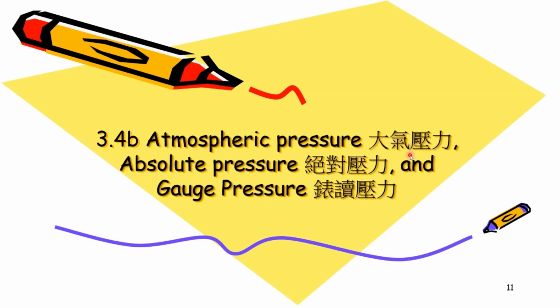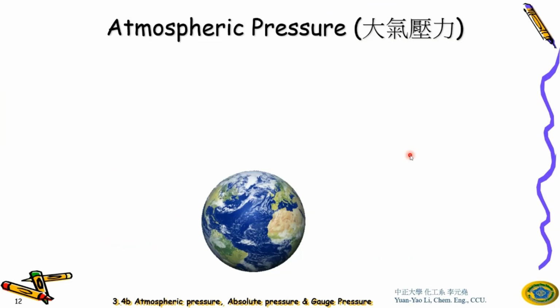Right. So 3.4b is atmospheric pressure, absolute pressure, and gauge pressure. I want you to remember these three terms. But of course, I'm sure you already know the first one, atmospheric pressure. So let's have a definition of atmospheric pressure. What is atmospheric pressure?